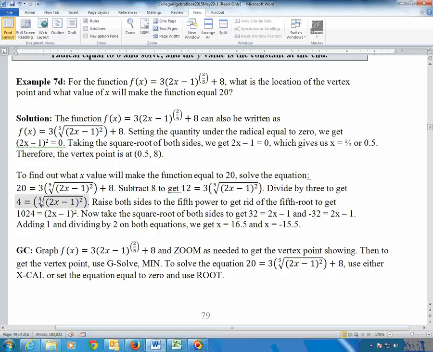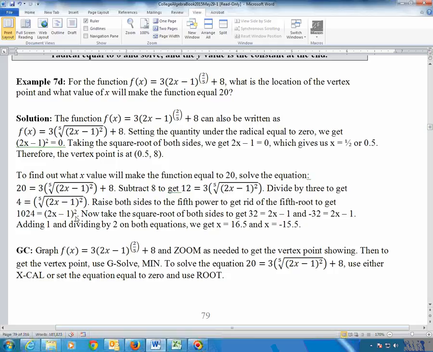Now you got to get rid of the fifth root. How do you get rid of the fifth root? Raise it to the fifth power. 4 to the fifth. You could do that on a calculator, or do it on Excel. Just do equals 4 carat 5, and you'll get 1024. That gets rid of the fifth root, but now we got to get rid of the second power. How do we get rid of that?